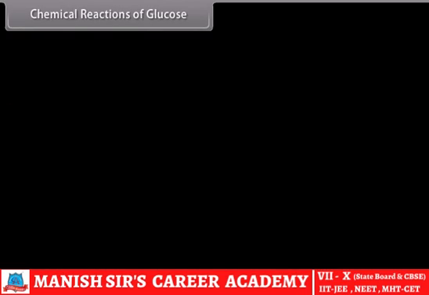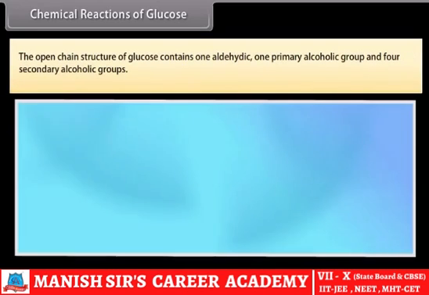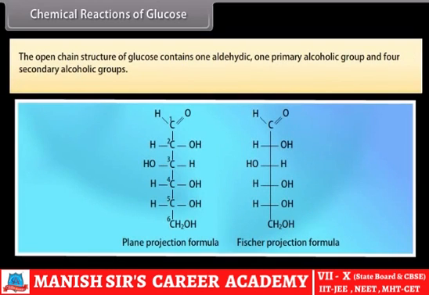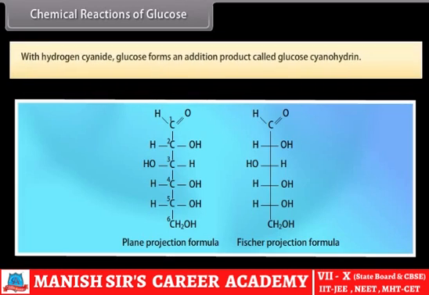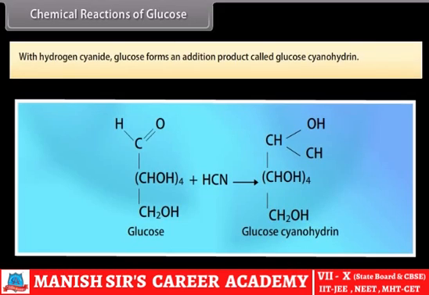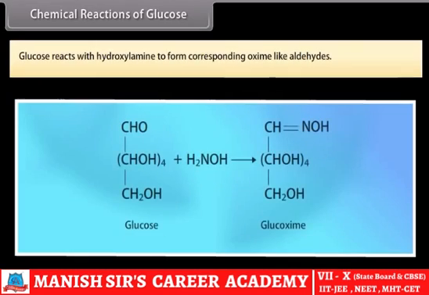Chemical reactions of glucose. The open chain structure of glucose contains 1 aldehydic, 1 primary alcoholic group and 4 secondary alcoholic groups. In Fischer projection, carbon atoms which are at the intersection of the lines are not shown. With hydrogen cyanide, glucose forms an addition product called glucose cyanohydrin. Glucose reacts with hydroxylamine to form the corresponding oxime, like aldehydes.